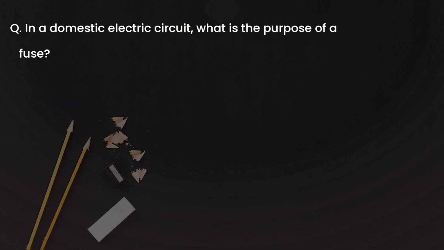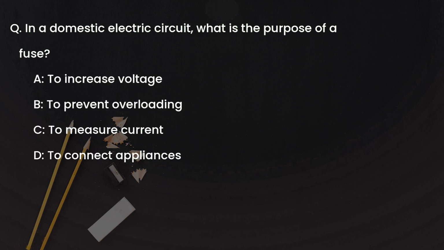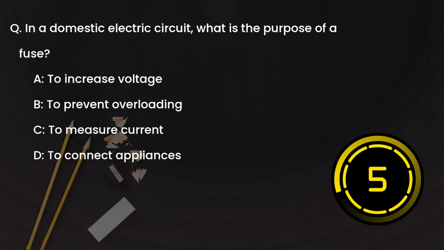Question: in a domestic electric circuit, what is the purpose of a fuse? Option A, to increase voltage. Option B, to prevent overloading. Option C, to measure current. Option D, to connect appliances. You have 5 seconds to answer the question.